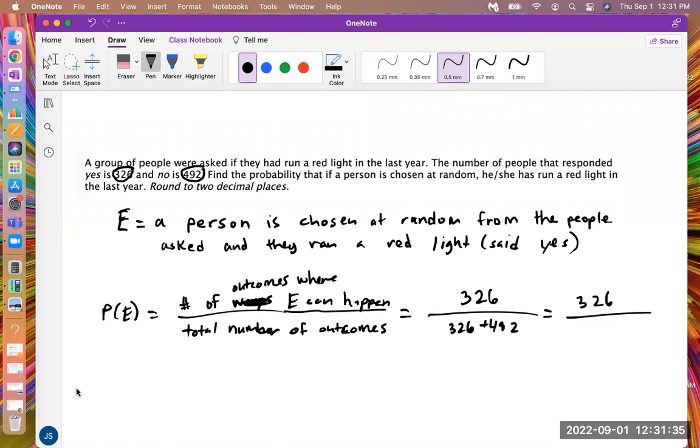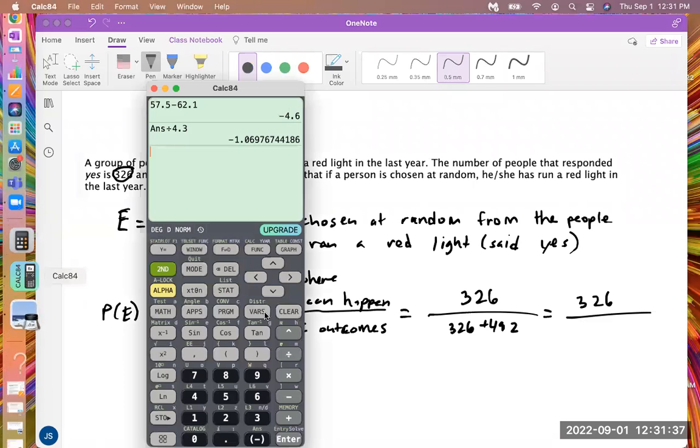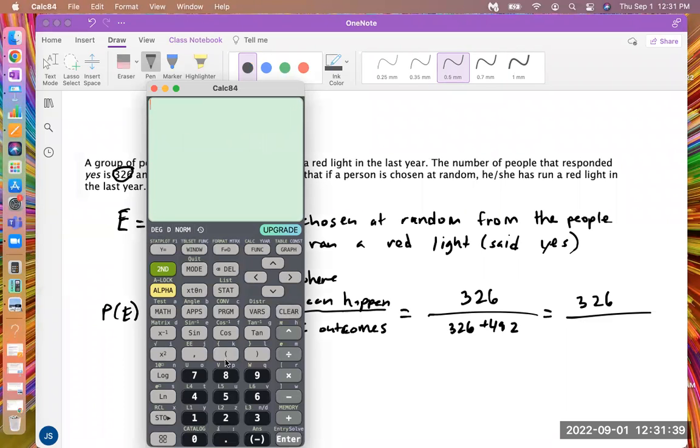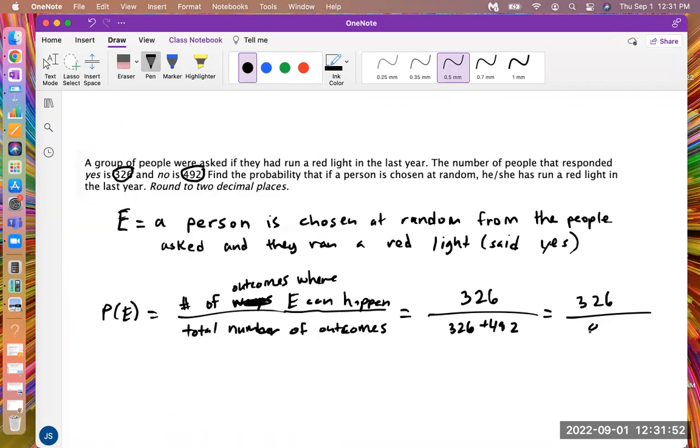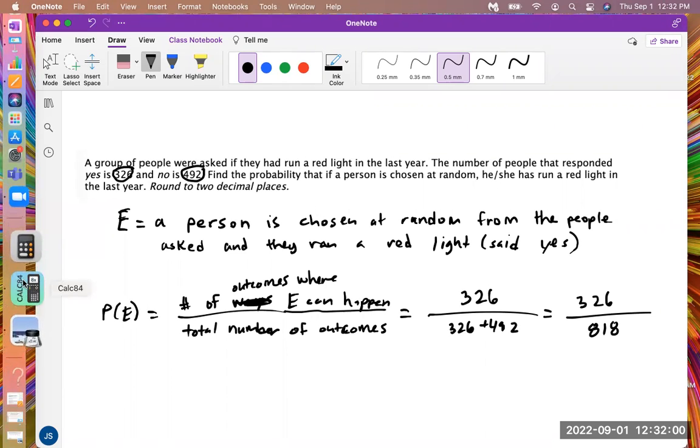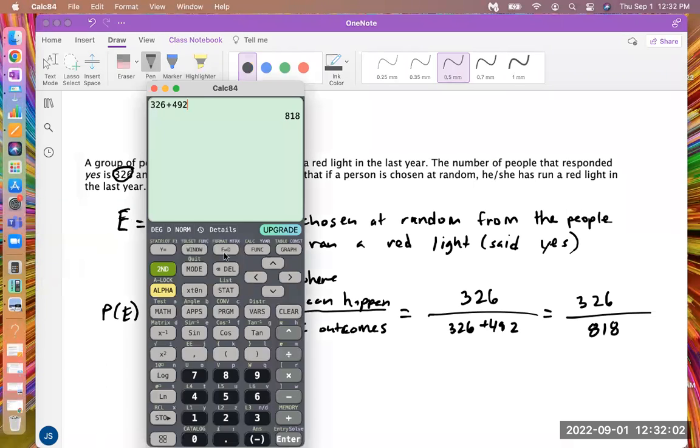So what's 326 plus 492? 326 plus 492 is 818. So that's the number in the bottom here. And we can turn this into a decimal, and they want us to turn it into a decimal. I think you could probably get away with not doing it, but let's just go ahead and turn it into a decimal, make them happy. And I think it says round to 2 decimal places.